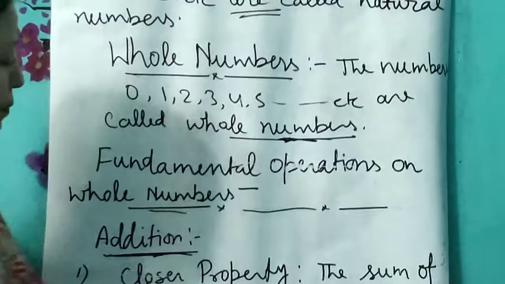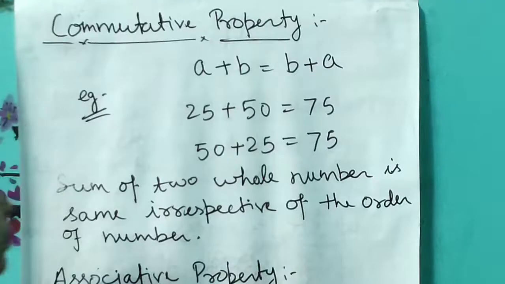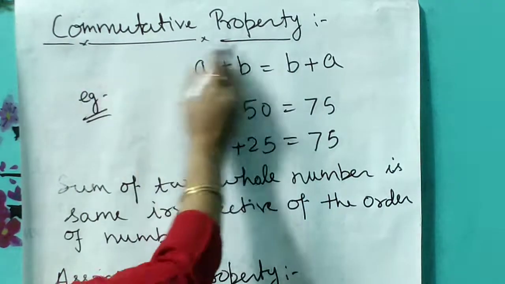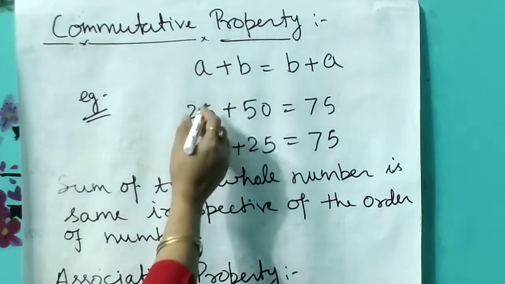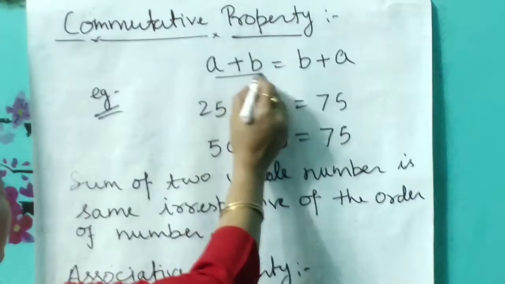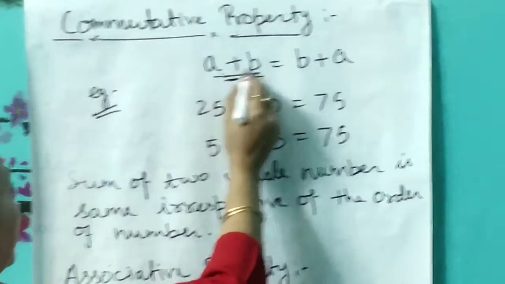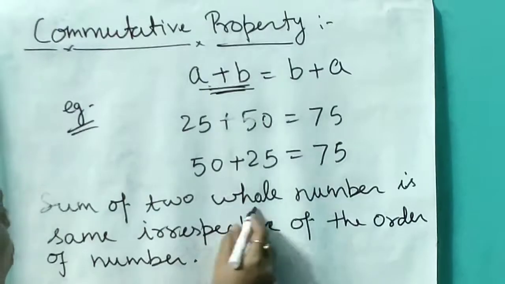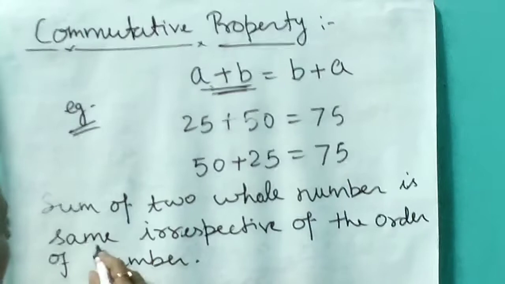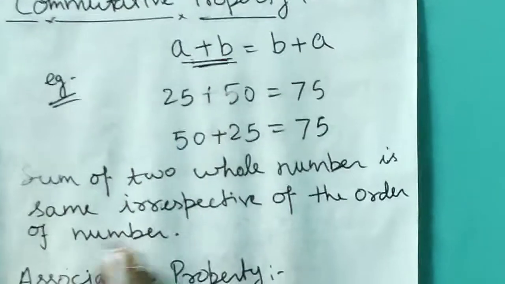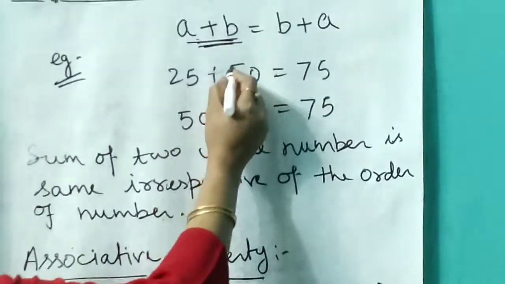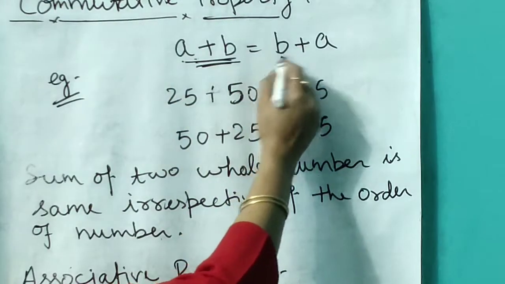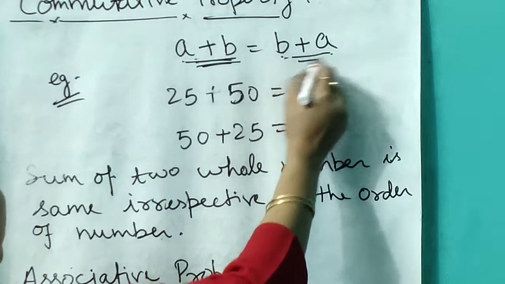Now next one is commutative property. Now what is commutative property? Commutative property tells us that, symbolically expressed in this way, a plus b is equal to b plus a. It means what? The sum of two whole numbers is the same irrespective of the order of the numbers. Irrespective of the order means what? If you change a plus b and write it as b plus a, then their sum remains the same.